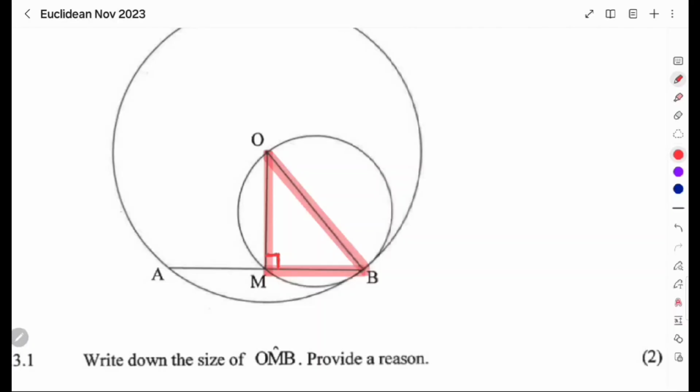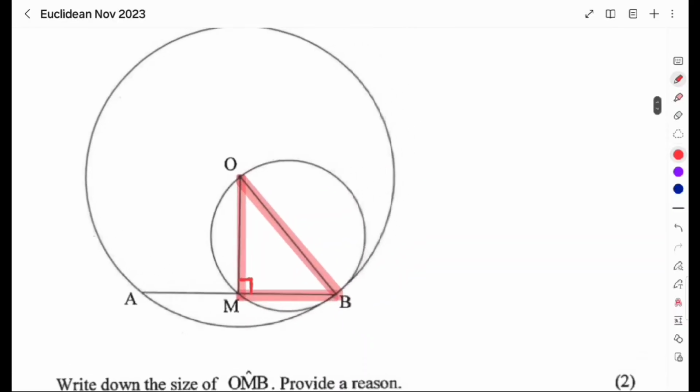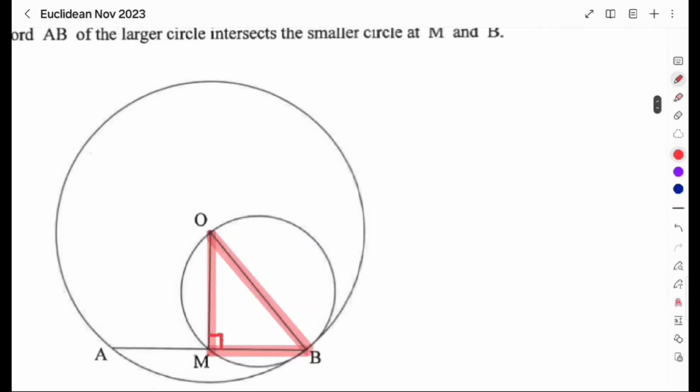So anytime an angle is created or subtended by the diameter, it means that that angle is 90 degrees only if it is subtended at the circumference. If it is not subtended at the circumference, it is not 90 degrees. So here we now know that OMB is 90, and the reason is semicircle.